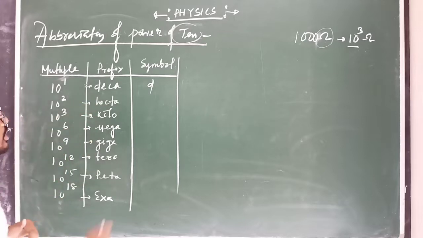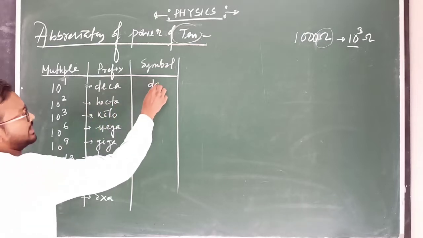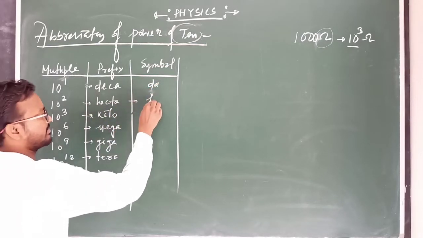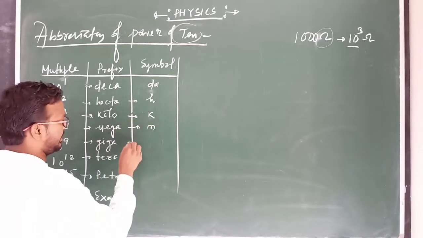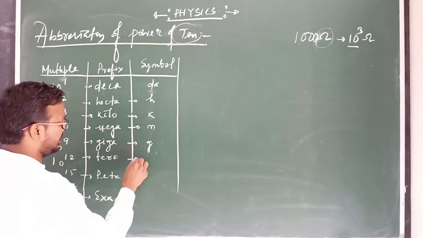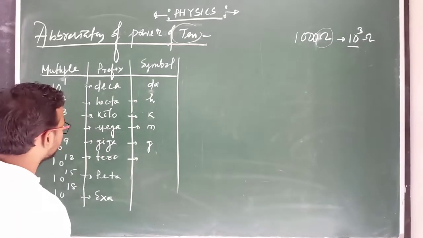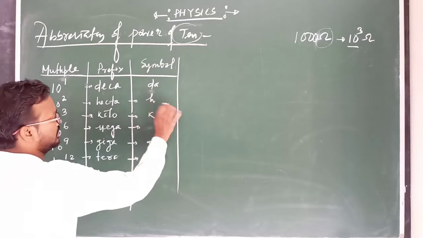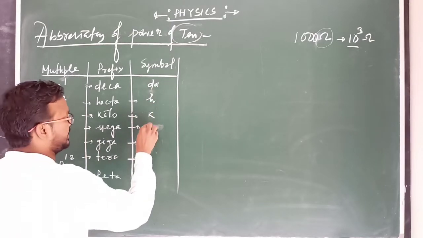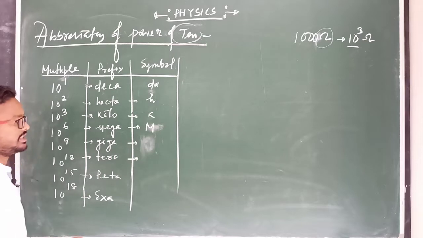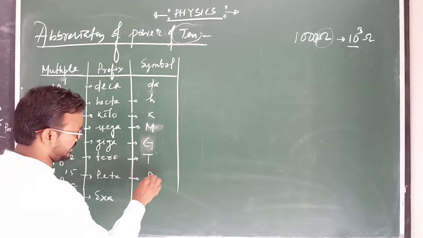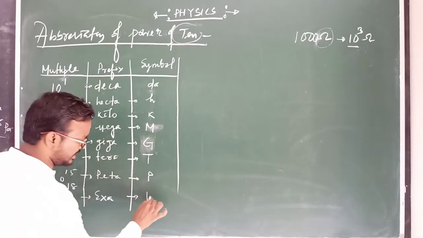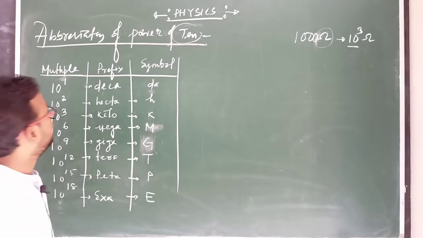You have to remember these terms and their symbols: DA for deca, H for hecta, small k for kilo, and M for mega. Giga is capital G, because symbols are written in capital letters according to the name of a scientist. So giga is G, tera is T, peta is capital P, and exa is capital E. Clear? Okay, and this is multiples.